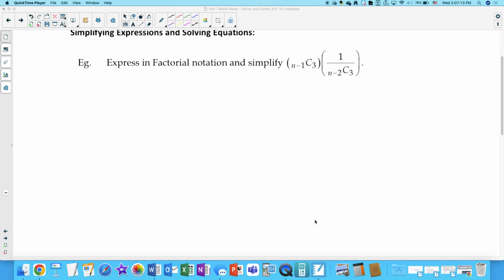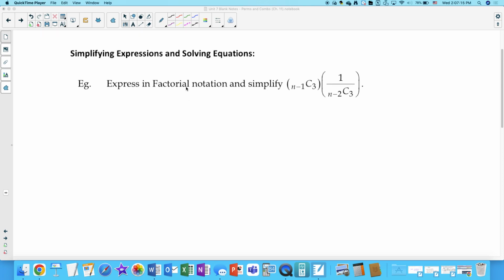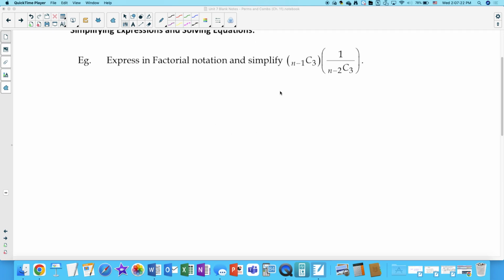All right. Okay, so we're going to work with some of these factorial notations and just do some simplification. So first question, express in factorial notation. So we're going to do that first. And then simplify. Okay, so we've got n minus 1 choose 3 times 1 over n minus 2 choose 3.